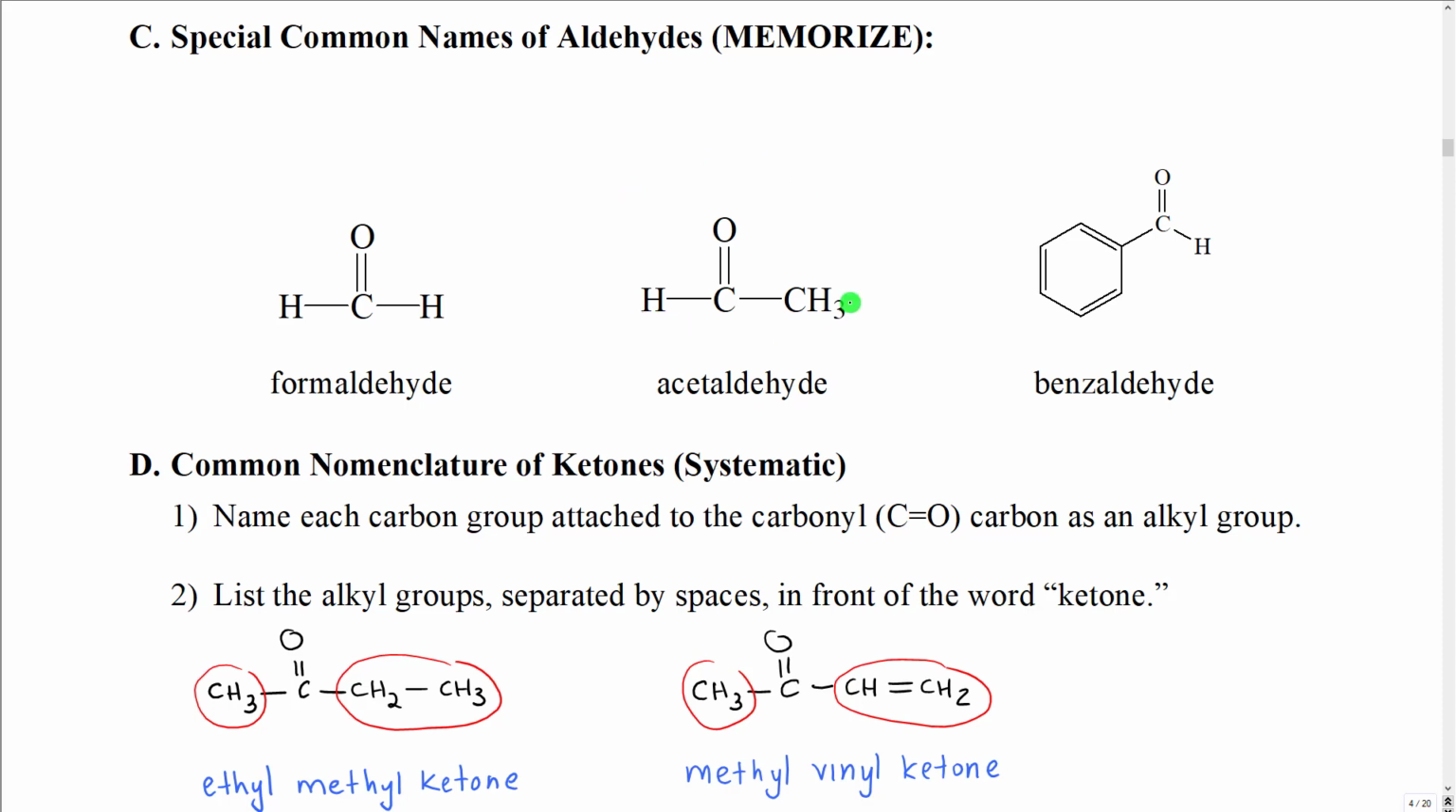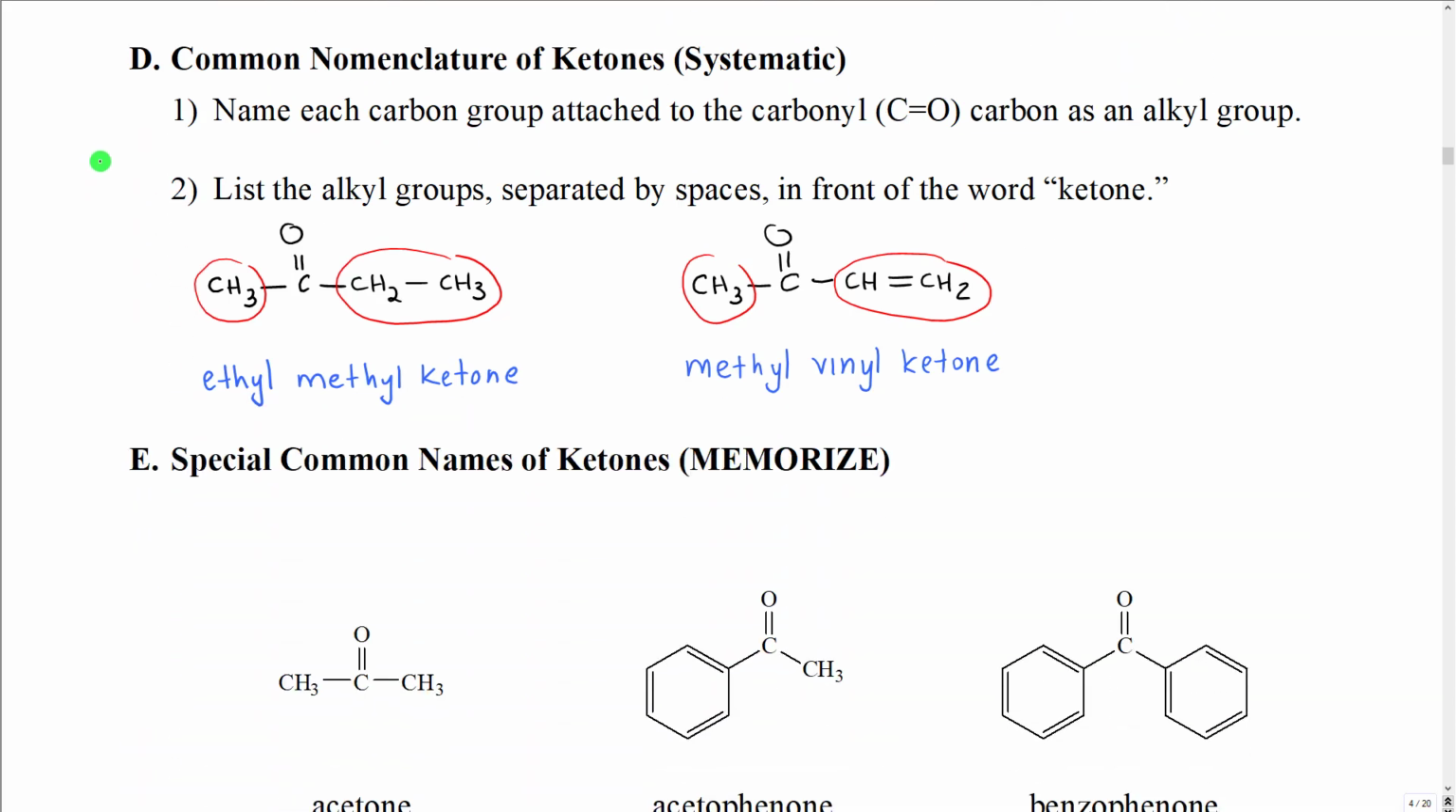The second common name that we're going to look at is the aldehyde equivalent of acetic acid. It's two carbons. Carbonyl carbon would be number 1, and here's the hydrogen. This is called acetaldehyde. If you look at acet, you can see that that is probably derived from acetic acid, so acetaldehyde. Finally then, a benzene ring with just one aldehyde attached is called benzaldehyde.